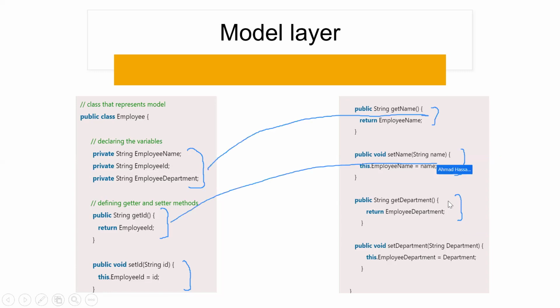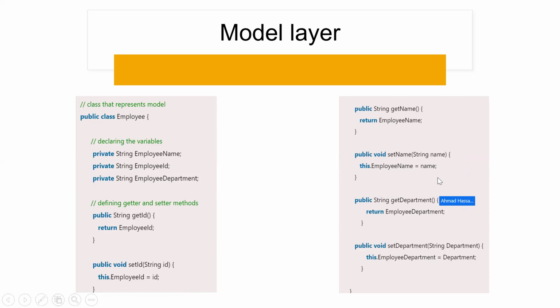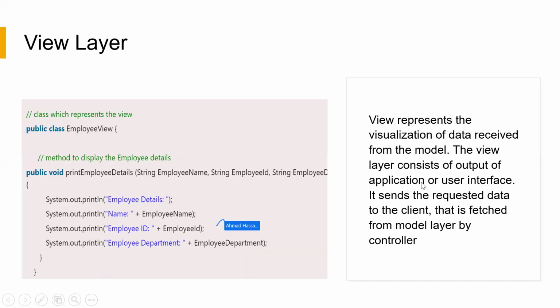These are the setter and getter of each other. So this line of code is responsible for the creation of the MVC architecture.